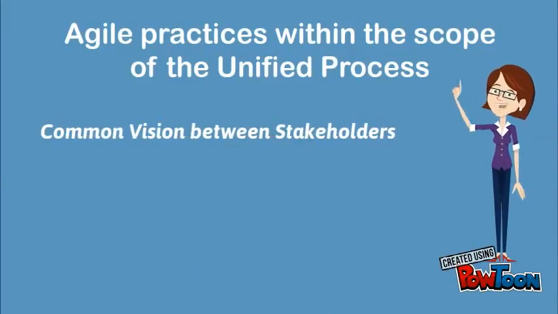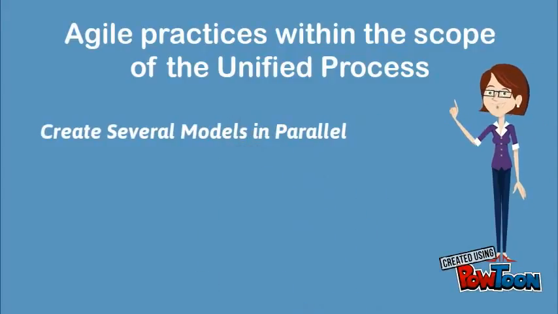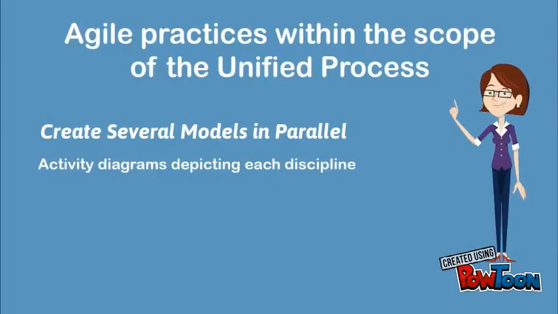Build a common vision between developers and project stakeholders. Managers often incline towards a well-defined, comprehensive software process and, developers towards Agile techniques. Because management controls the resources, many developers are required to follow UP. Luckily the UP is flexible enough to be Agile. Create several models in parallel. Activity diagrams depict each discipline to see that several artifacts are potentially being worked on in parallel. The unified process has organized its modeling efforts into separate disciplines to work on several business modeling artifacts in parallel.